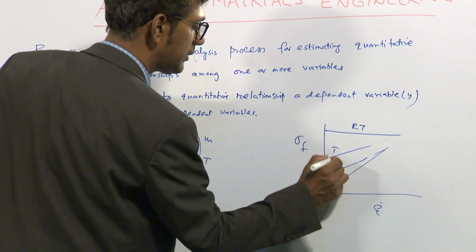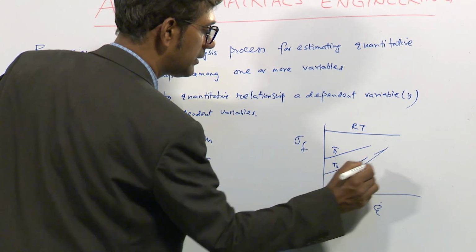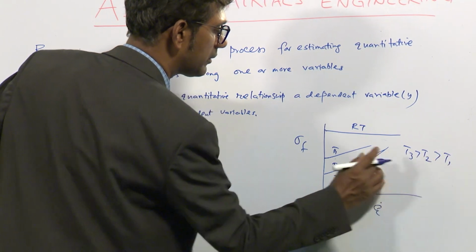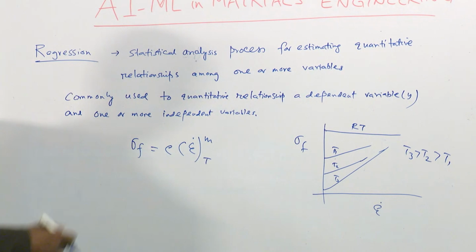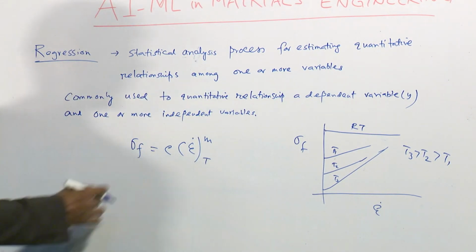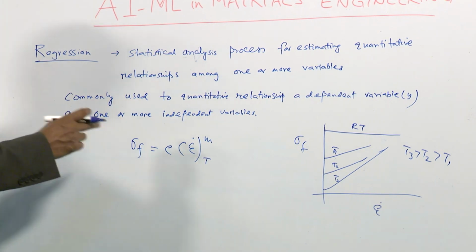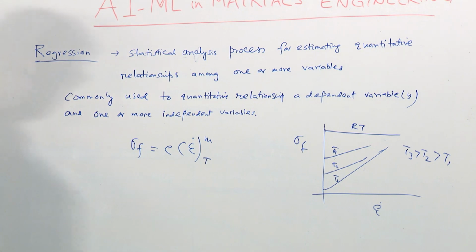As you go to higher temperature, this slope will increase slowly. So this is T1, this is T2, this is T3. T3 is higher than T2 and higher than T1. Therefore, it is strongly dependent on temperature. So if I have data between sigma f and epsilon dot, I need to find a quantitative relationship. That is what a regression does. I hope you can remember these aspects easily.